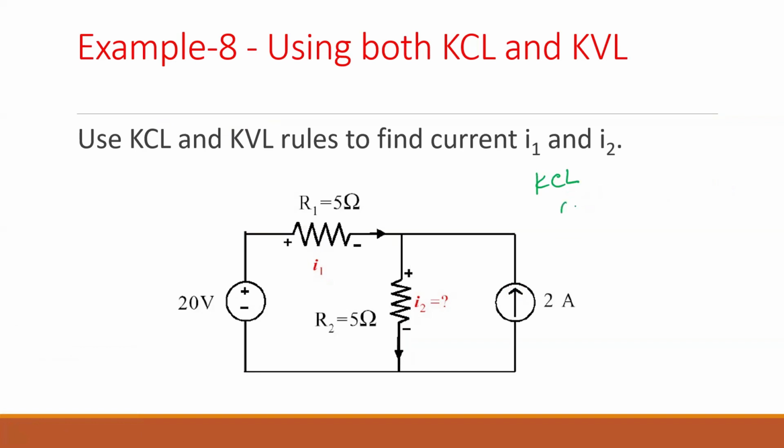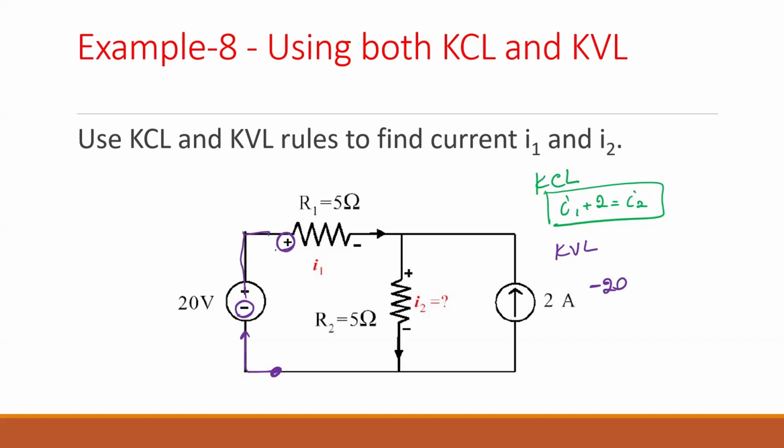KCL, we get I1 plus 2 is equals to I2. So this is KCL. Now I'm applying the KVL. Starting at this point and we are going any loop, okay? So loop is a closed path and we are selecting any loop. So I'm going along this one. So we are going to a negative side of 20. So this is a negative 20 and we are going to the positive side of this one.